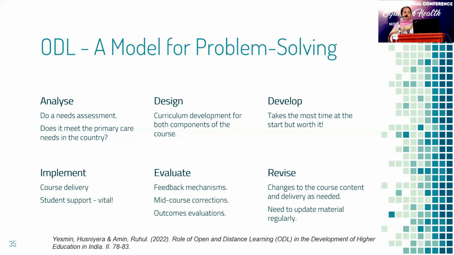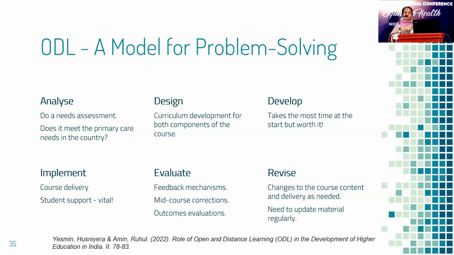So we begin with a 6-step process that one of the articles I have referenced at the bottom describes very well. We begin by analyzing: we do a needs assessment and ask the question, does this meet a primary need in the country? Then we design the course, the curriculum development, looking at all the components of the course, the online modules, the on-site, whatever it is we're doing. Then develop it. The third step is the part that takes the most time, to sit down and develop this course, write the modules, put them online, but it's so worth it because once you've done it, you can keep training year after year.